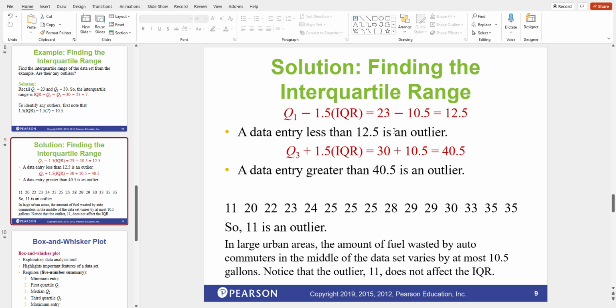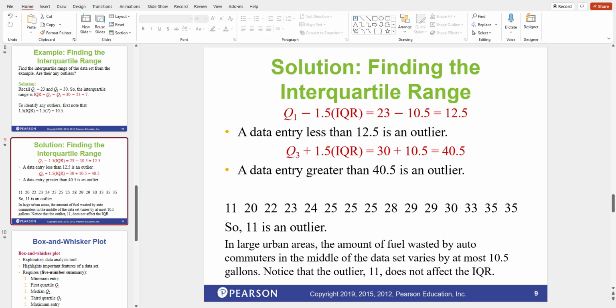I'm also going to take the 10.5 and add it to Q3. That gives me 40.5. So any data entry less than 12.5 is an outlier. Any data entry greater than 40.5 is an outlier. So I put our data set back up here, and as you can see, 11 is less than 12.5, so 11 is considered an outlier.